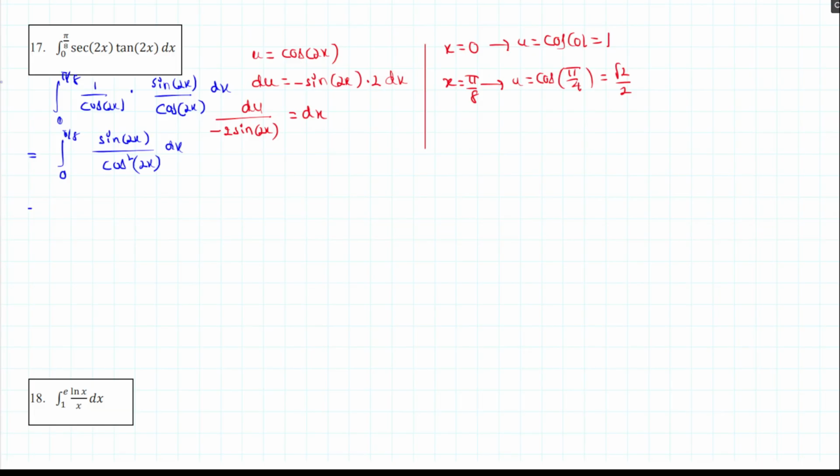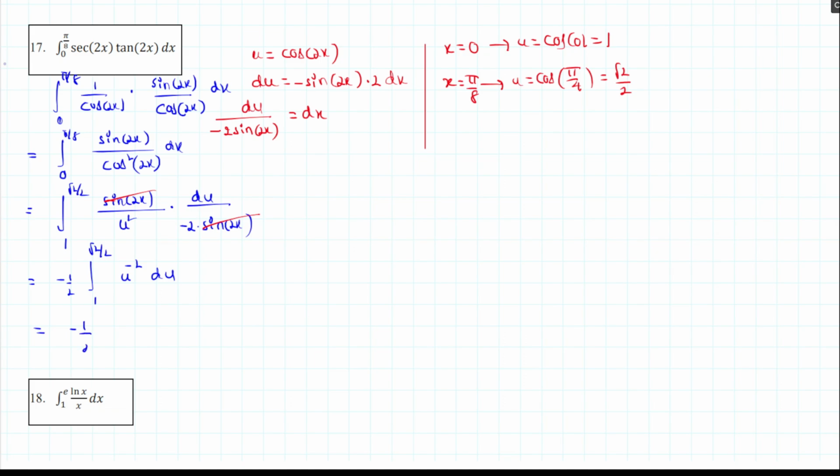Now, this integral becomes, the lower limit 0 becomes 1, and the upper limit becomes root 2 over 2, and the sine 2x over cos square 2x is, this is the u square, and the dx is du over negative 2 times sine 2x. So here the sine 2x gets cancelled. Here you can factor out the negative 1 half. So negative 1 half integral 1 to root 2 over 2, and 1 over u square, that can be written as u power negative 2 du.